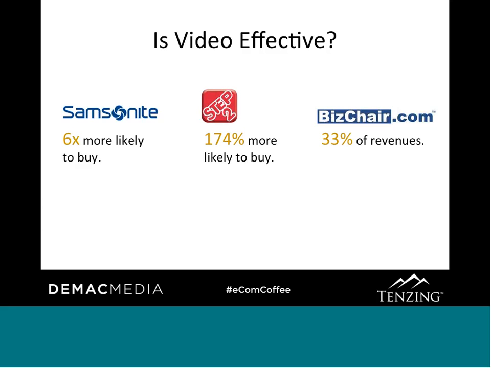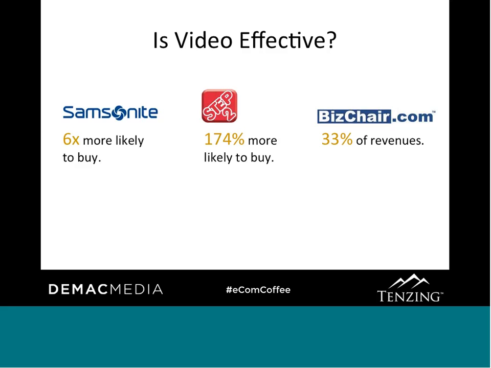We see a similar pattern with the online retailer Step 2. They sell children's toys and associated other sundries. And when they implemented video on their website, they saw a 174% increase in the likelihood that someone was going to buy if they'd seen their product videos versus those shoppers who didn't view product videos.